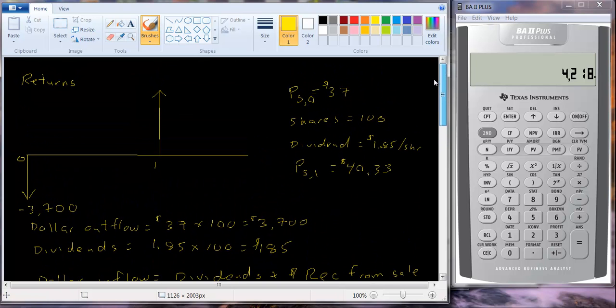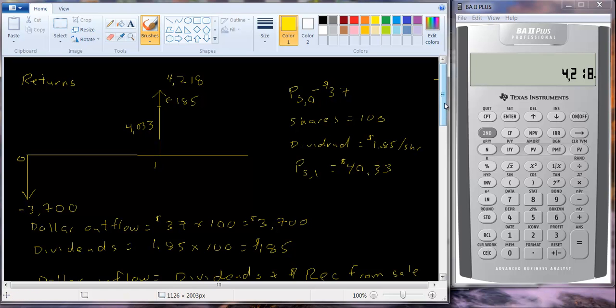Let me go back to my time cash flow diagram. So what did we say we had? We said our cash inflow is $4,218, and you could divide this up, right? So the first part of it could be the $4,033 that you receive from selling, and then this last portion up here could be the $1.85 or $185 you receive in dividends. Okay, so we're going to use this information to calculate rates of return.